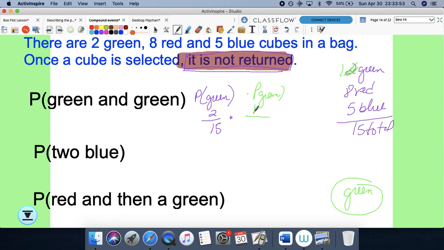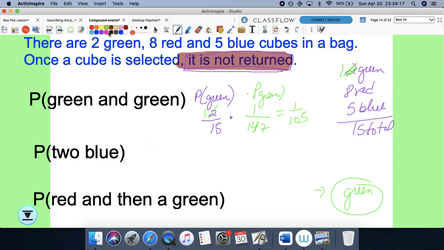Right, so when you go for your second green one, it is 1 out of 14. See how the total changed? So anytime the total changes at the bottom, it's dependent, right? Because you didn't put it back, right? Your green is here, right? It's not back in the bag. So you multiply that, and you get 1 over 105.